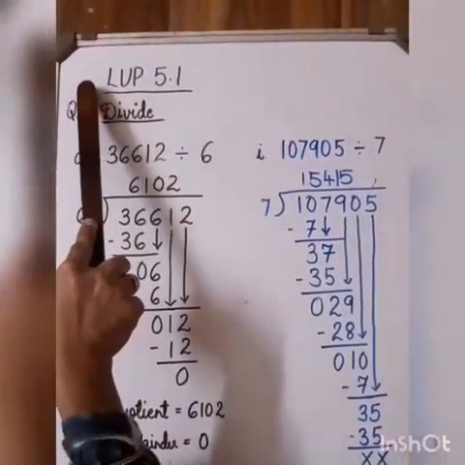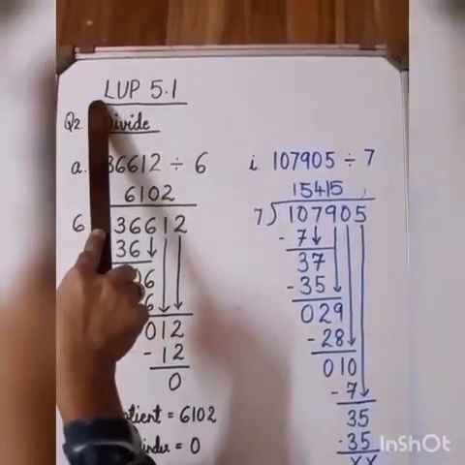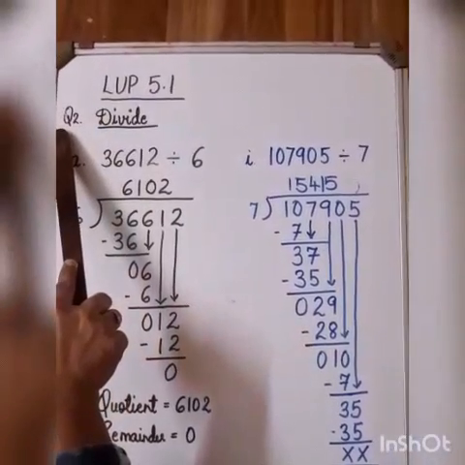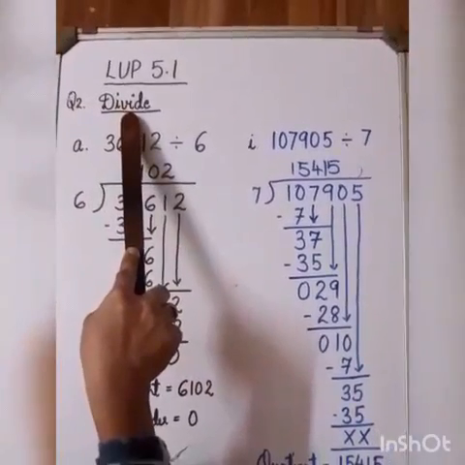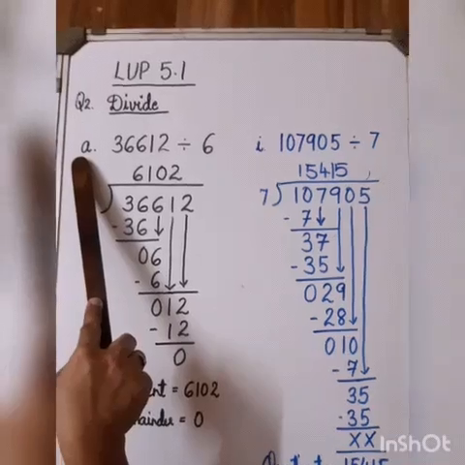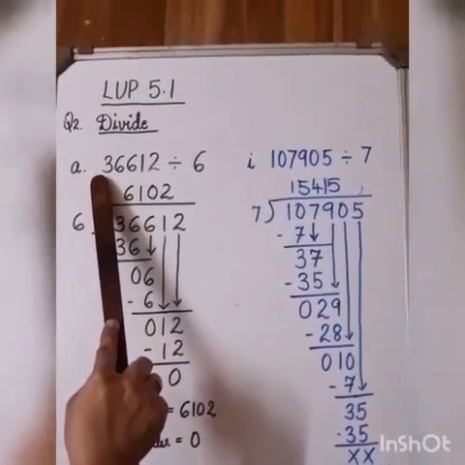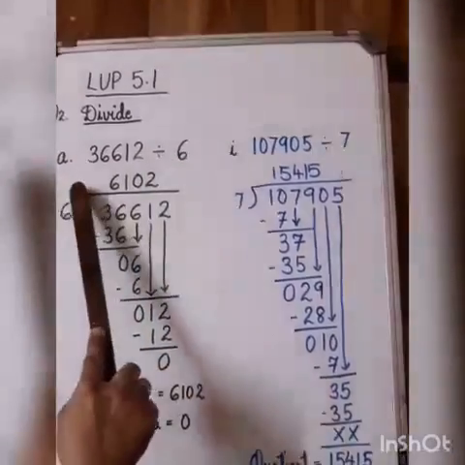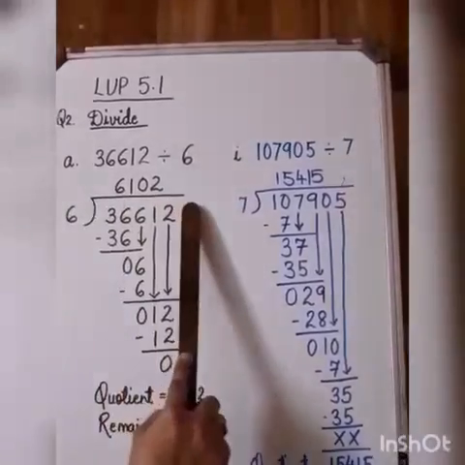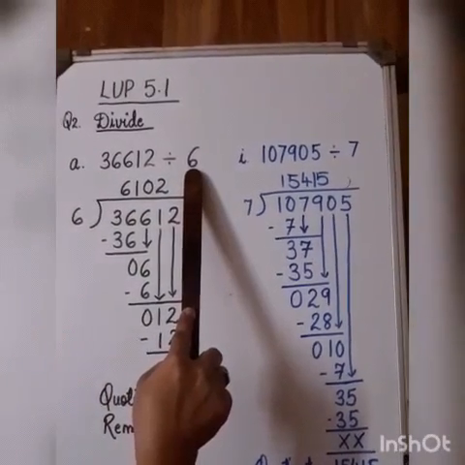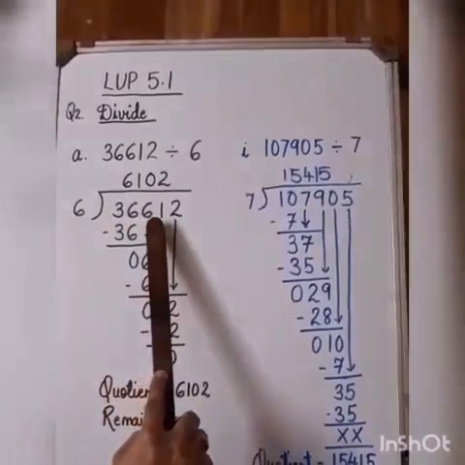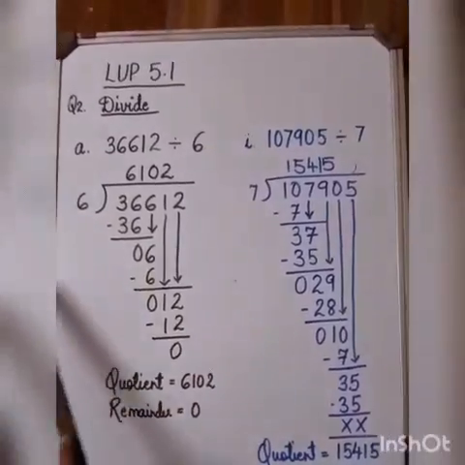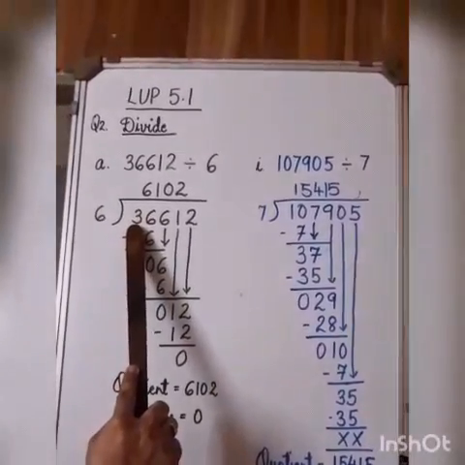So let us start our exercise, that is let us practice 5.1. Let's start with question number 1. Divide. 36,612 divided by 6. So first you have to arrange it in the equation. We have written the divisor here and the dividend inside. Now let's start dividing. So the first number here is 3.